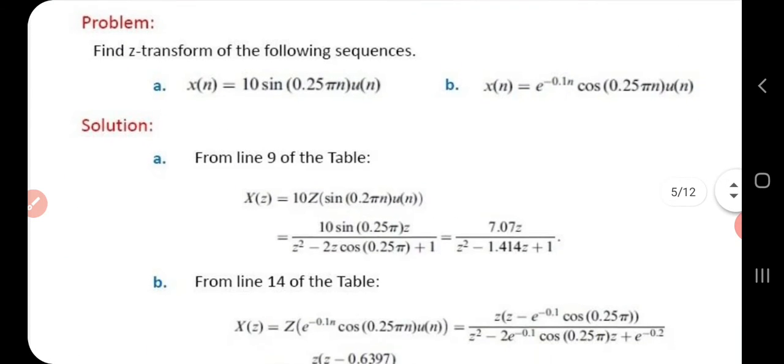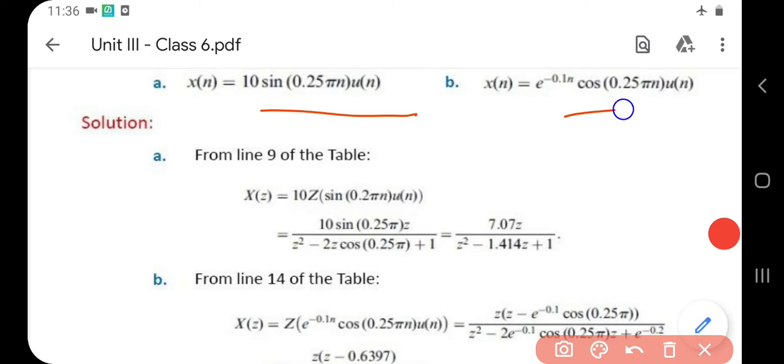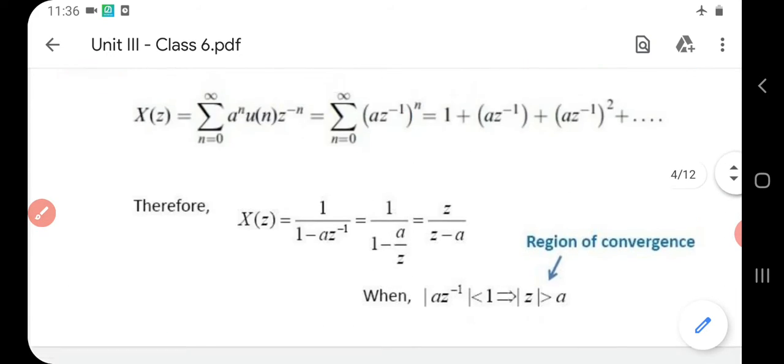Okay, now another question, there is a sine form and cosine form. So first we will go for the sine entry in the table. Let us see which is of this form.